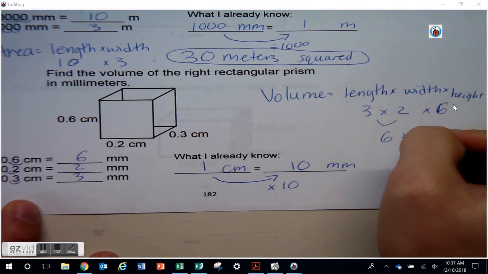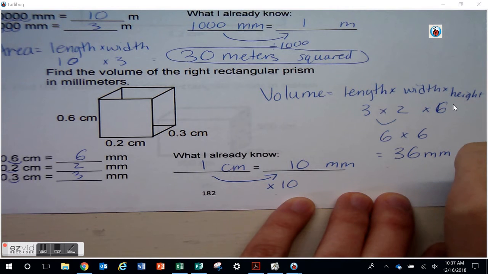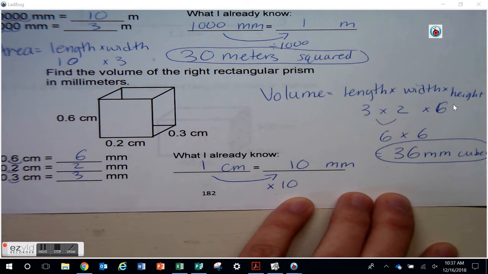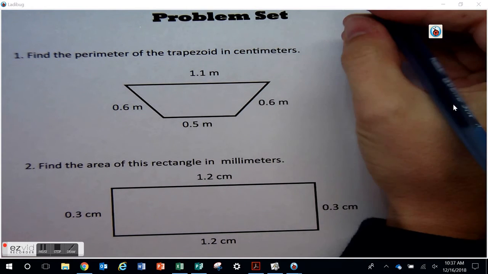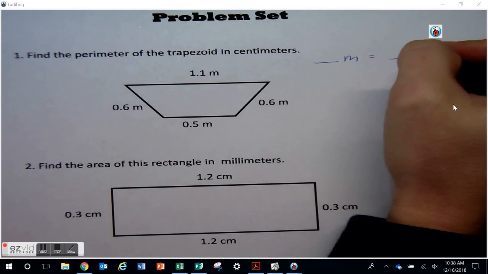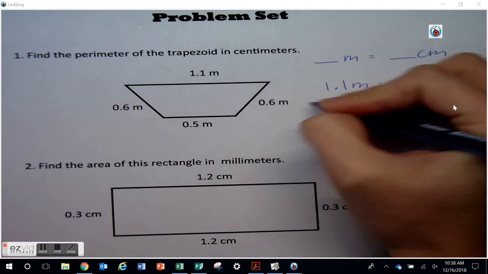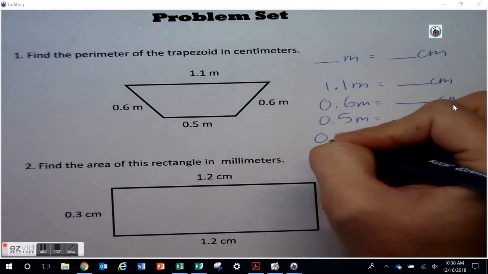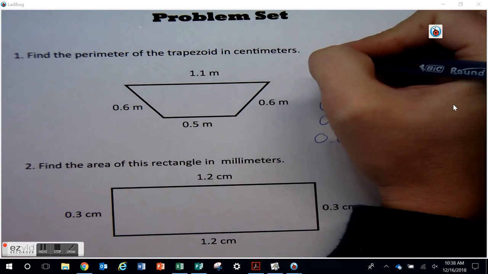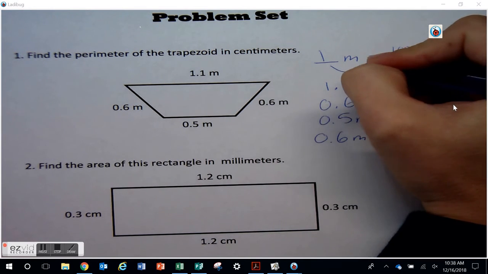Let's look at our problem set and help us out. Find the perimeter of the trapezoid in centimeters. So I'm going from meters to centimeters. So I have 1 1/10 meters equals how many centimeters? I have 6/10 meters, 5/10 meters, and again 6/10 meters. I know that 1 meter equals 100 centimeters. So anytime I go from meters to centimeters, I'm multiplying by 100, getting two place values bigger. 1, 2, I have 110 centimeters, 60 centimeters, 50 centimeters, 60 centimeters.